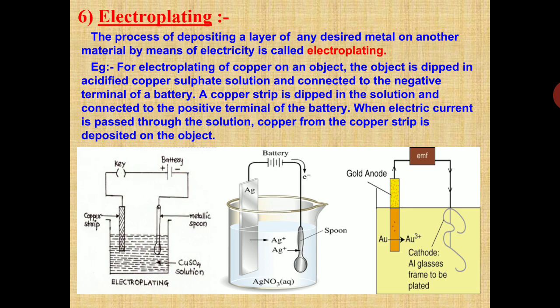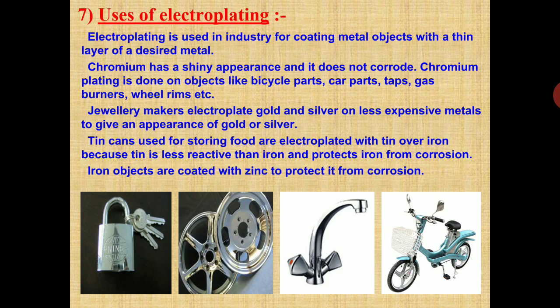For electroplating of copper on an object, the object is dipped in acidified copper sulfate solution and connected to the negative terminal of the battery. A copper strip is dipped in the solution and connected to the positive terminal of the battery. When electric current is passed through the solution, the copper from the copper strip is deposited on the object. This is what electroplating is. So you can do copper plating, chromium plating, etc. So what are the uses of electroplating?